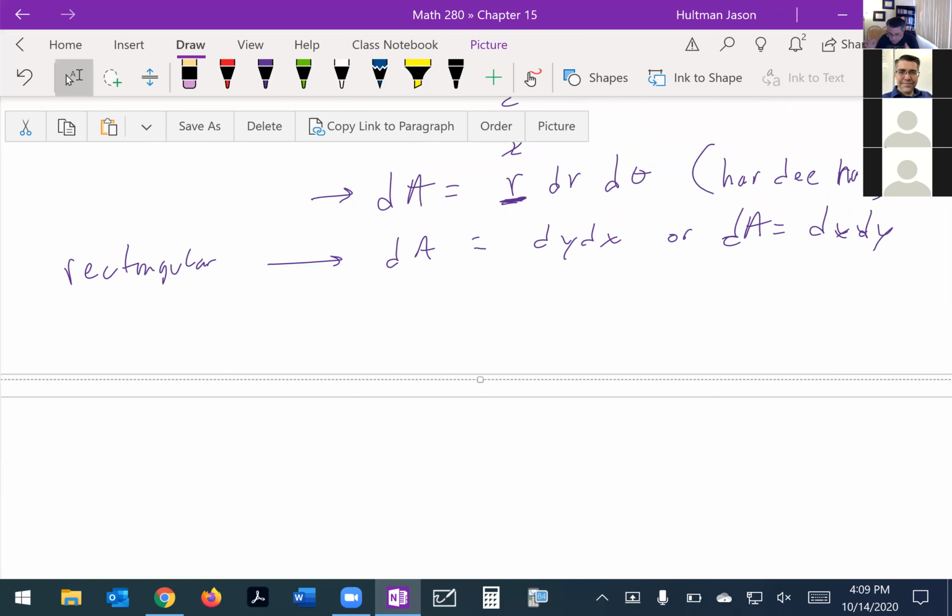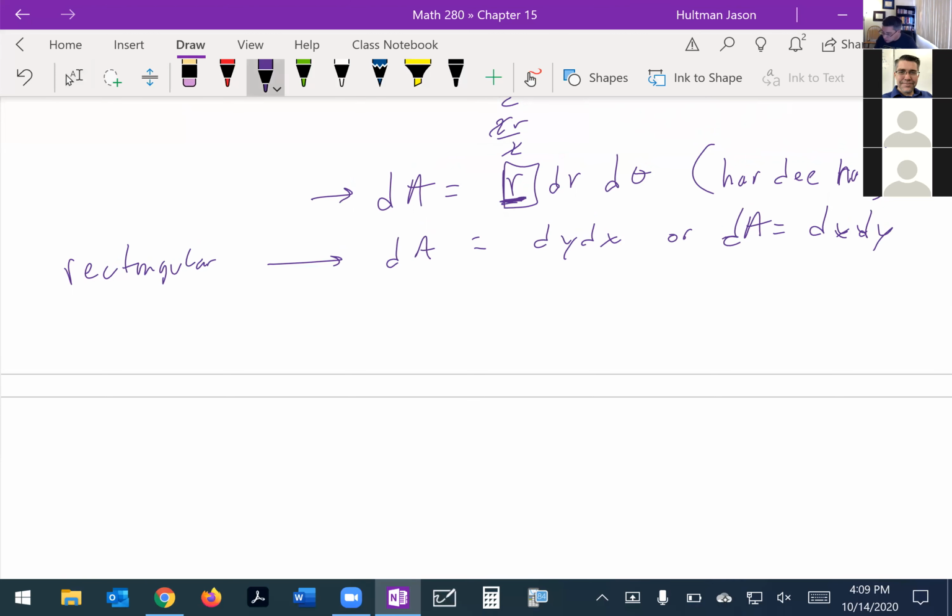The main idea here, you don't even have to know any of this stuff, except don't forget this R. If you forget this R, I'm gonna have your mom smack you or something. So don't forget the R. It's necessary to do the problems.